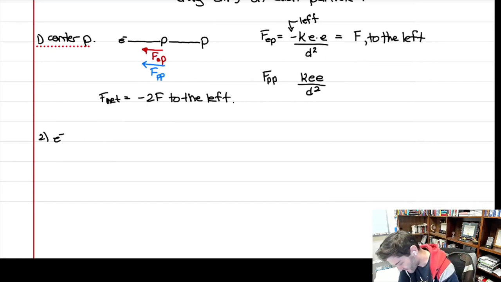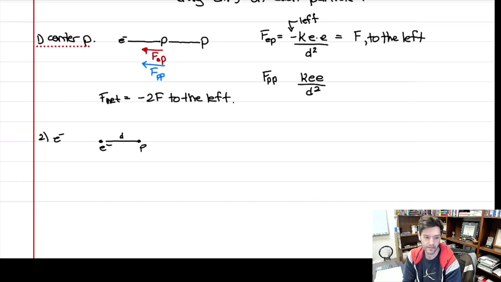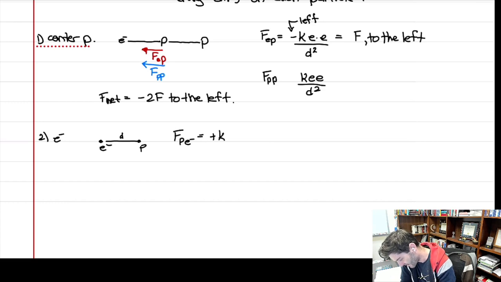Well, the electron, we can just take them one at a time. We have the electron, and then there's the center proton, separated by distance d. They're opposite charges, so I expect them to be attracted to one another. So the electron is going to want to be pulled towards the proton. I expect the force to be pointing to the right. And it looks like the force from proton on electron is going to be plus k e squared over d squared, which is what we just called F. So I'll say plus F, the plus really meaning to the right.